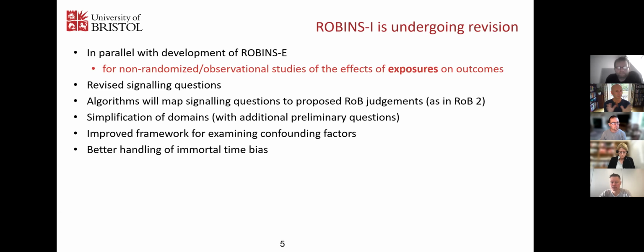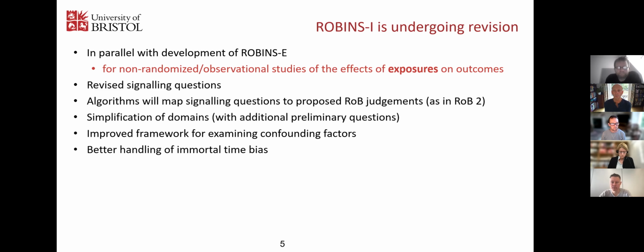For example, in confounding, we'll almost certainly have some preliminary questions to map to very high risk of bias, so that we can stop really early. We've often talked about screening questions, and we've actually got some drafted now to map straight to very high or critical risk of bias, so that we don't need to worry about all the other domains if one of them is really so bad that we shouldn't bother with the study.